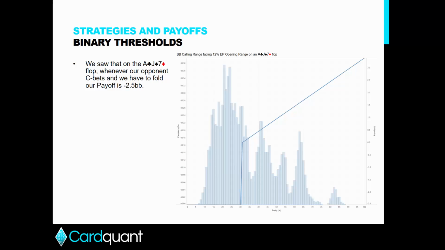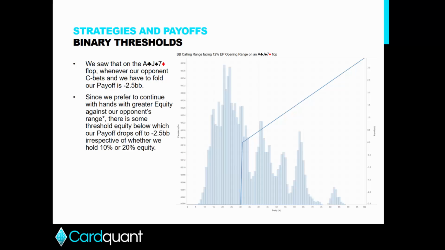use this as a representation because, since we prefer to continue with hands that have greater equity against our opponent's range, we can basically choose some threshold equity below which our payoff is going to drop off to that minimum, hopefully, of minus 2.5 big blinds, where we just always fold, irrespective of whether we hold 10% or 20% equity.